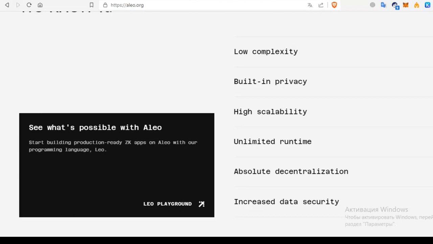Aleo uses something like this special key. It's called zero knowledge proof. Sounds complicated, but it's simple. Zero knowledge proofs let you prove something is true without revealing the thing itself. For example, let's say you want to prove you're old enough to watch a movie but don't want to show your actual age. Zero knowledge proofs would let you prove that you meet the age requirement without revealing your exact age.